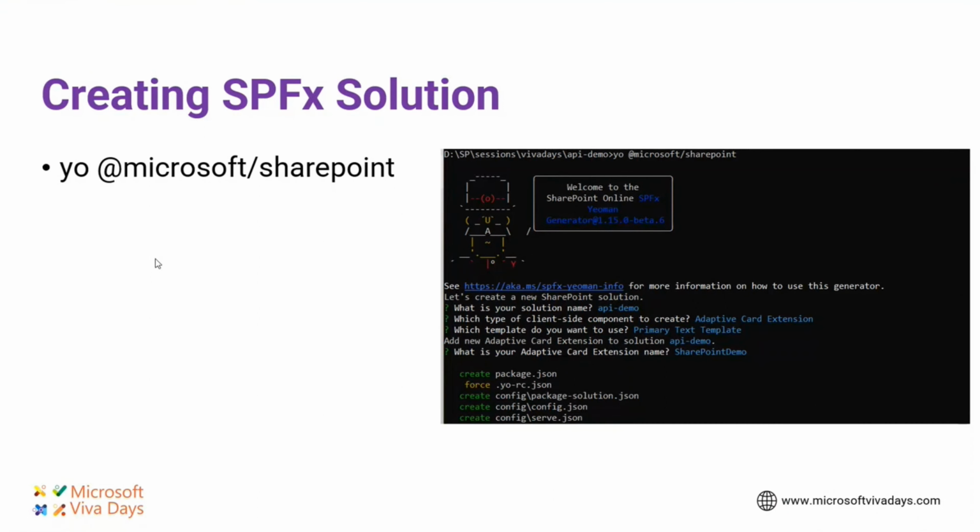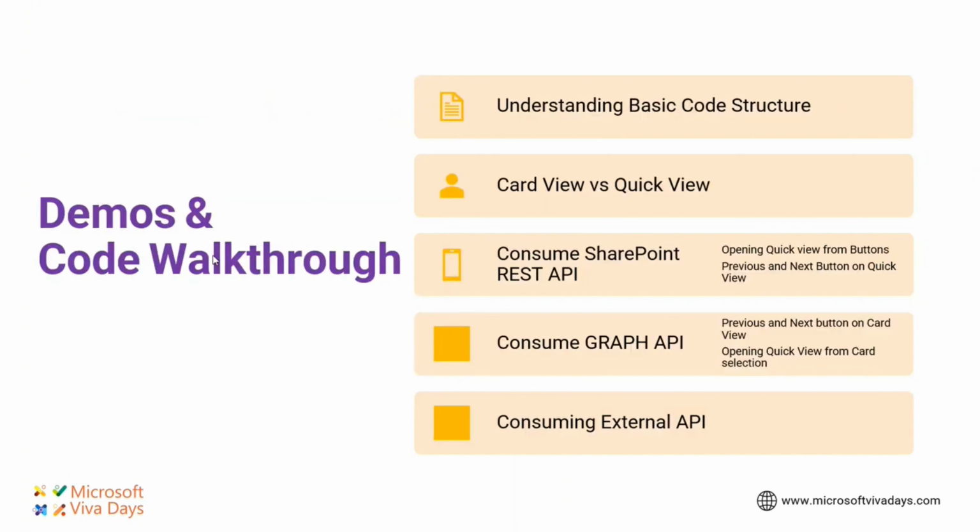So as a single adaptive card extension would have a single card view, you can either choose whether it is a primary card, whether it is an image card, or whether it is a basic card. And depending on that, different properties would be available for us to set, which would be rendered on the particular card, right? Now let's jump directly into demos and the code walkthrough of what we would be doing.